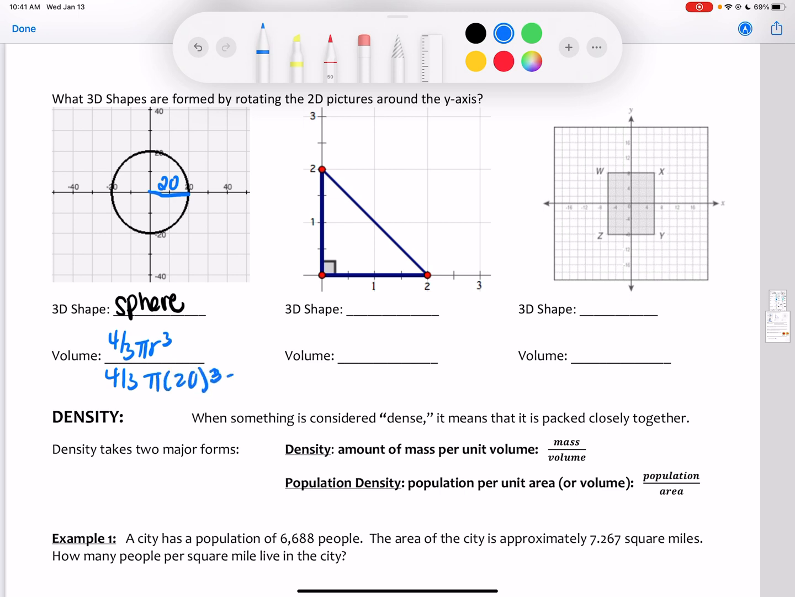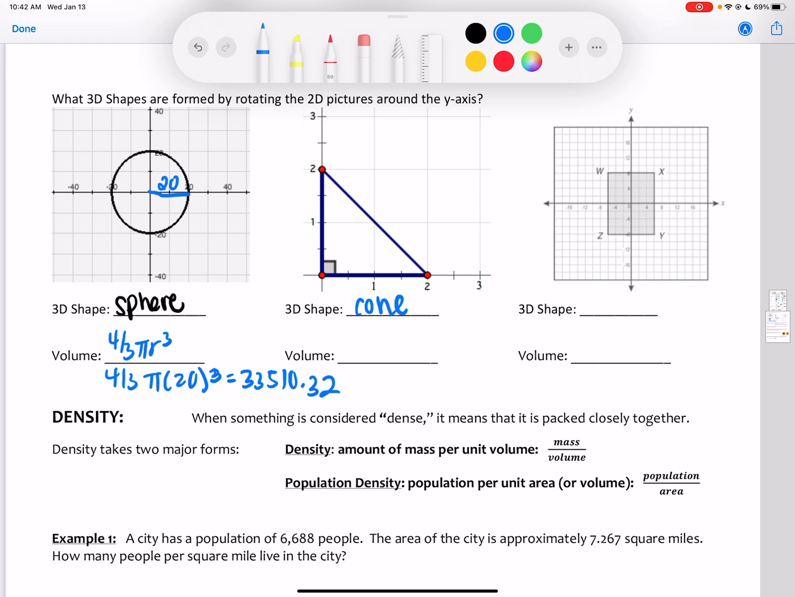And you can either write that as an exact answer or you can write the approximate answer, whichever one you prefer. You just might have to be able to differentiate the two on a multiple choice part of a test. So that's going to give me 33,510.32. All right, for this next one, when you rotate a circle across the y-axis, that's going to create that circular base that's going to form a cone. So this is a cone.